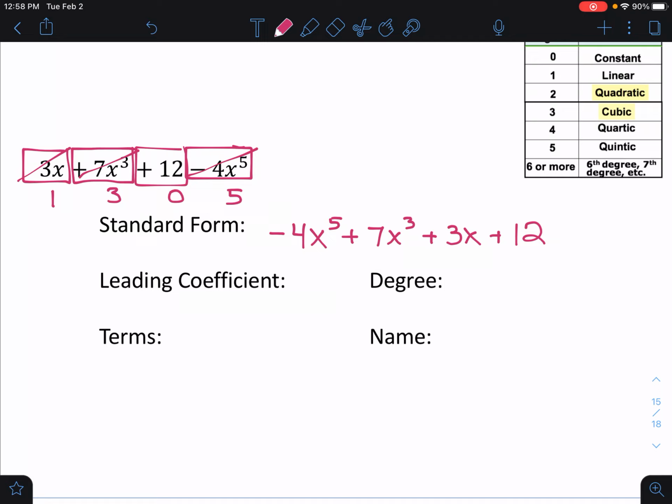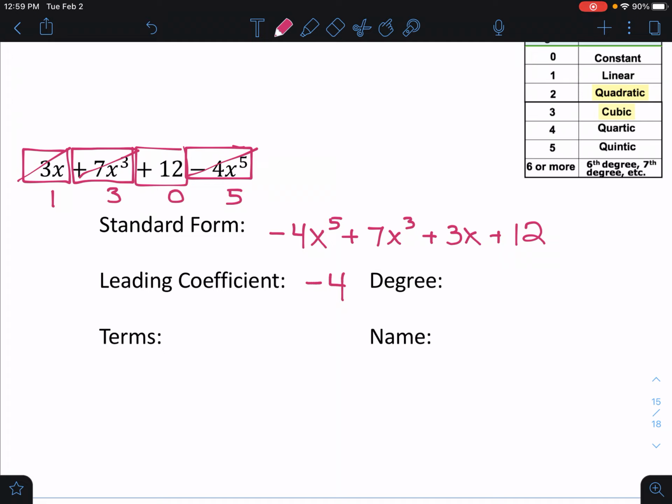Once you've put it in standard form, the next thing you're going to do is write the leading coefficient. The leading coefficient will be the number that's in the very front, only the number, so that would be this, once you've written it in standard form. So the leading coefficient here is negative 4. Okay, remember each of these are coefficients. The one that's in front is called the leading coefficient. Make sure it's in standard form first.